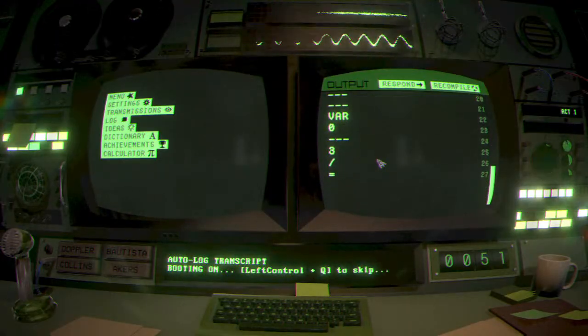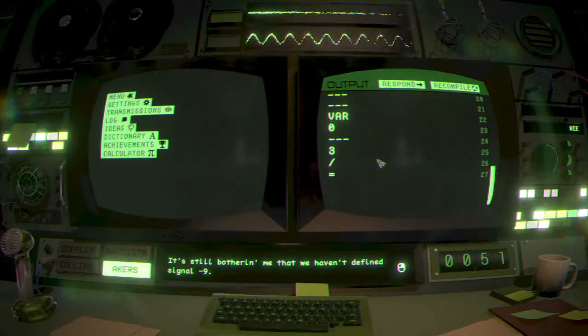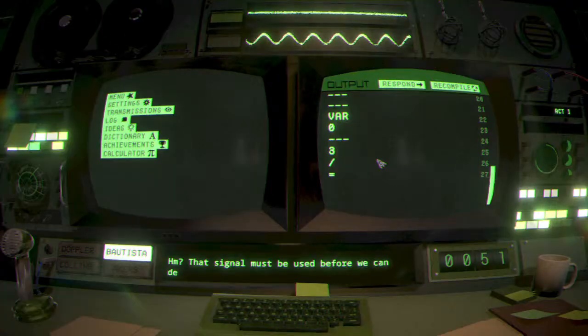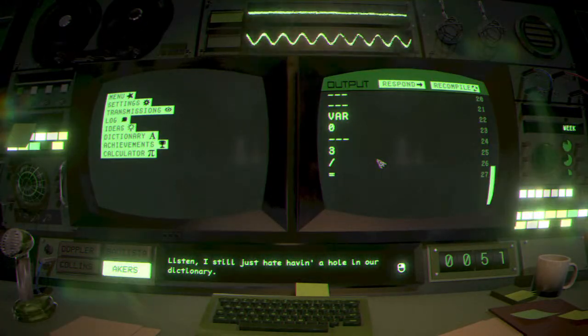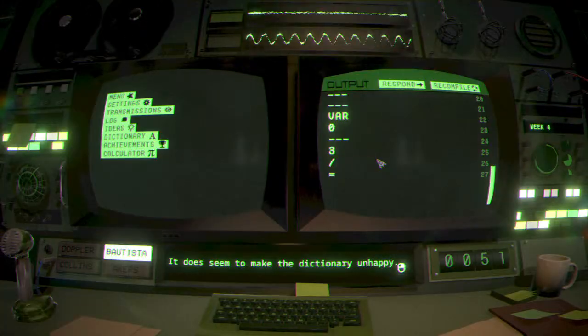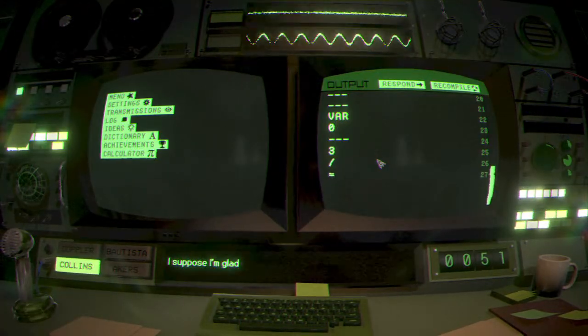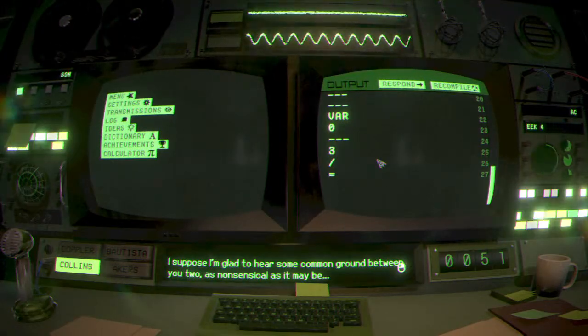Oh. What's that? It's still bothering me that we haven't defined signal 9, -9. We need to do better. That signal must be used before we can define it. I hate having a hole in our dictionary. It does seem to make the dictionary unhappy. I was thinking the same thing. You two are concerned about the well-being of the dictionary. I suppose I'm glad to hear some common ground between you two, as nonsensical as it may be.